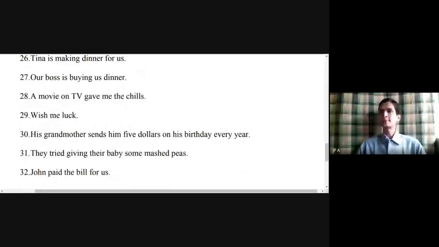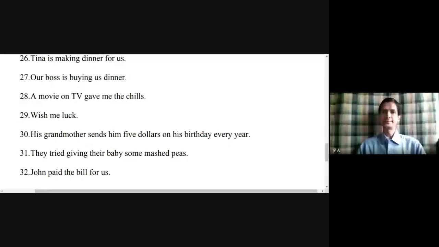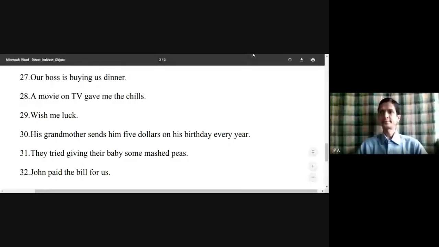Tina is making dinner for us. Yes, is making. Is making is the verb. Making what? Dinner. Yes, dinner. Dinner is the direct object. Very good. Dinner is the direct object.